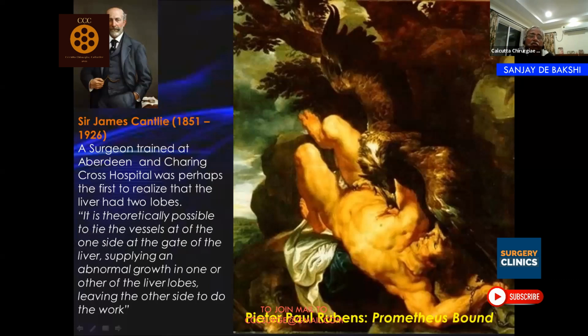So coming back to Sir James, you see the year 1851, and he died in 1926. Way back, Sir James at Aberdeen and Charing Cross Hospital was the first to realize that the liver had two lobes. He said it's theoretically possible to tie the vessels at one side of the gate of the liver, supplying an abnormal growth in one of the liver lobes, leaving the other side to do the work. So that's Sir James for you.